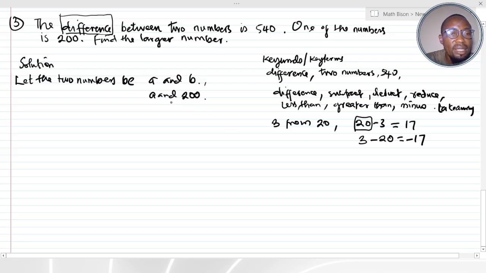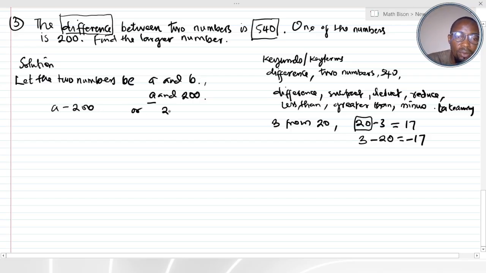Now, it is also important in this question that the difference is mentioned, but the order is not mentioned. Which one comes first? But because the answer is a positive answer, then it's a positive difference. So what we are going to do is to make sure that the first number is the larger one. In this case, A is going to be larger. So now we have addressed whether it is going to be A minus 200 or 200 minus A.